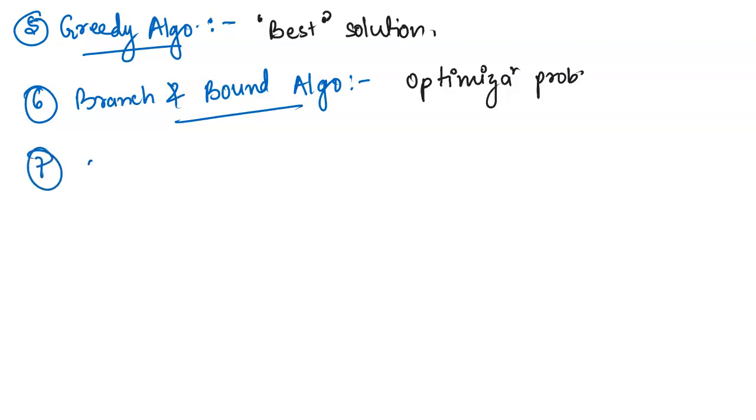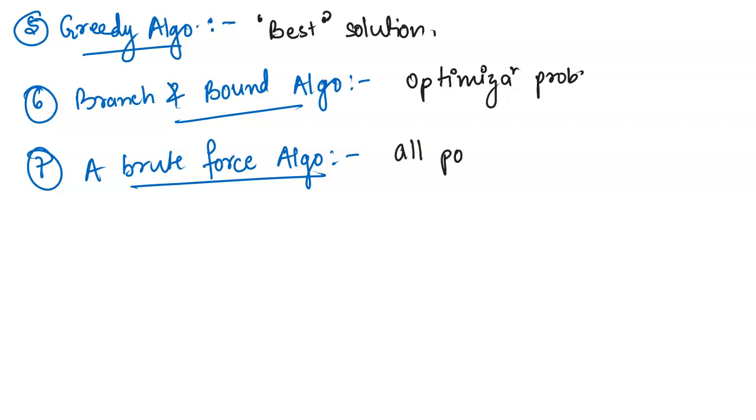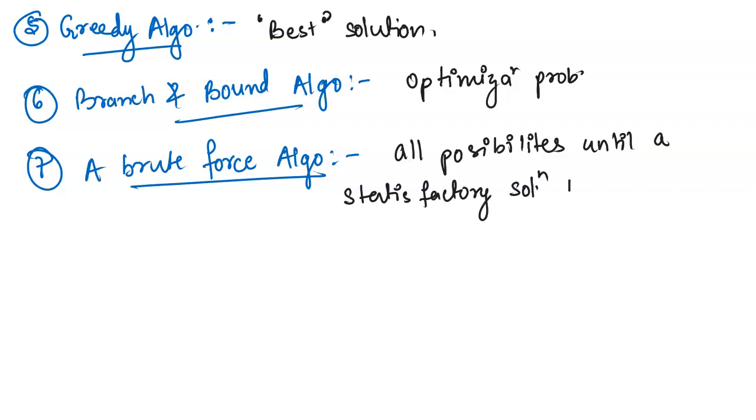Now for the seventh one, the brute force algorithm. The seventh type is the brute force algorithm. In this, it simply tries all the possibilities until a satisfactory solution is found. Such an algorithm can be optimizing or satisficing.